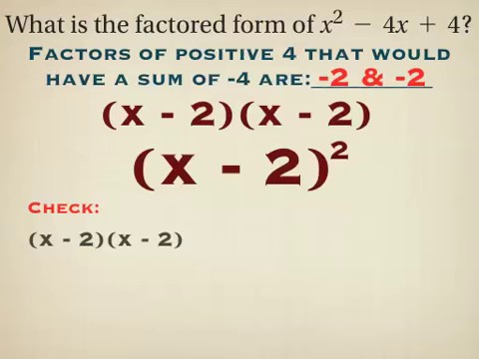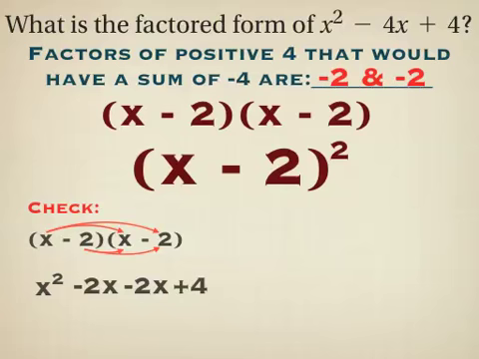When you multiply your first terms, x times x is x squared. Your outside terms, x times negative 2 is negative 2x. Your inside terms, negative 2 times a positive x is a negative 2x. And then your last terms, negative 2 times negative 2 is a positive 4. Negative 2x minus 2x is a negative 4x. When I combine my like terms, I get x squared minus 4x plus 4, which is the trinomial that I needed to end up with.